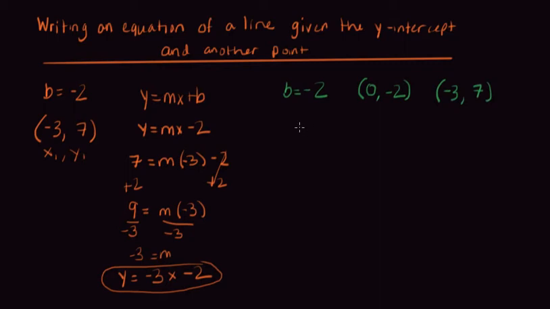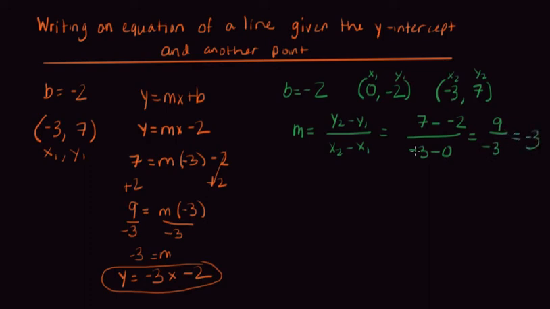Then we can just use the formula for slope to find the slope between 2 points. So this will be x1, y1, and x2, y2. We're going to do y2 minus y1 over x2 minus x1. So 7 minus negative 2 over negative 3 minus 0. So this is going to be 9 over negative 3, or just negative 3.